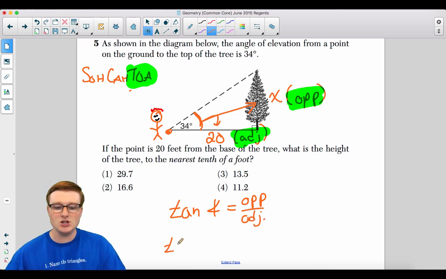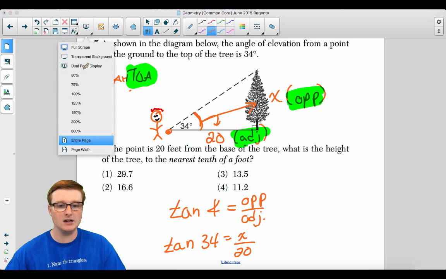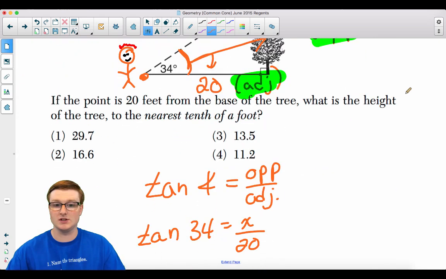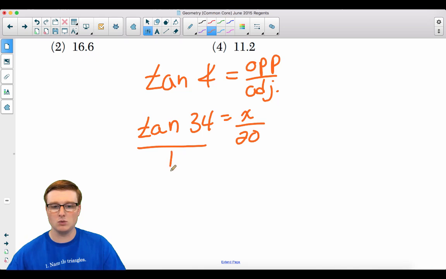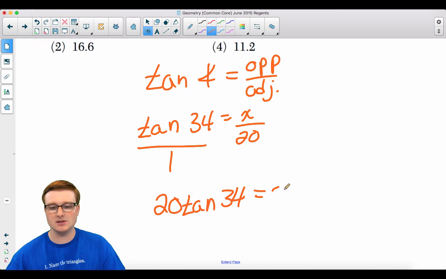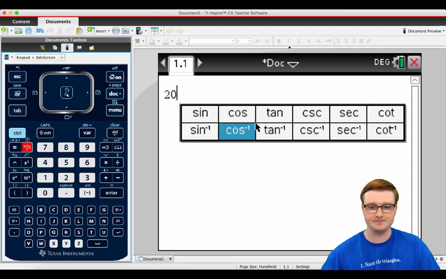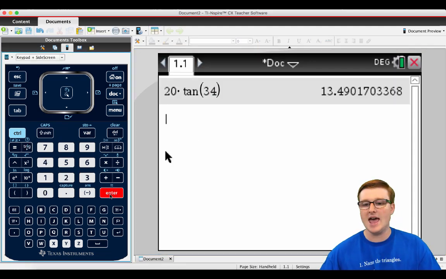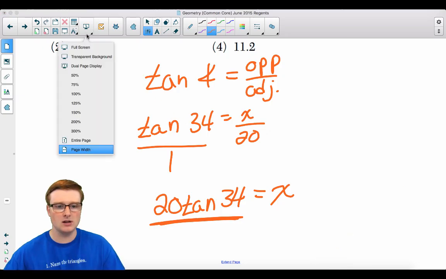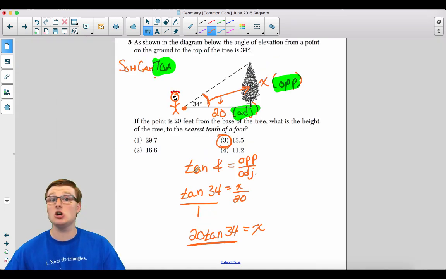Okay? Now the tangent of the angle that we're working with is 34. So the opposite is going to be x. Your adjacent is going to be 20. Now from here, what we do is we just simply cross multiply. Put the tan of 34 over 1, and we cross multiply. So we get 20 tan of 34 is equal to x. Now we just plug in that number into your calculator. So go to your calculator page, type in 20 tan of 34, and we get 13.49, which is going to be approximately equal to 13.5, which is going to be choice 3.